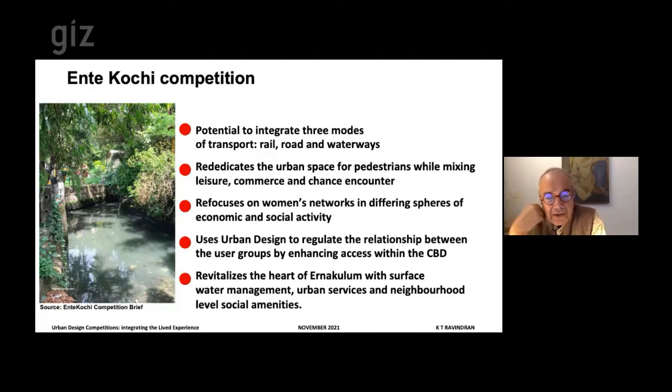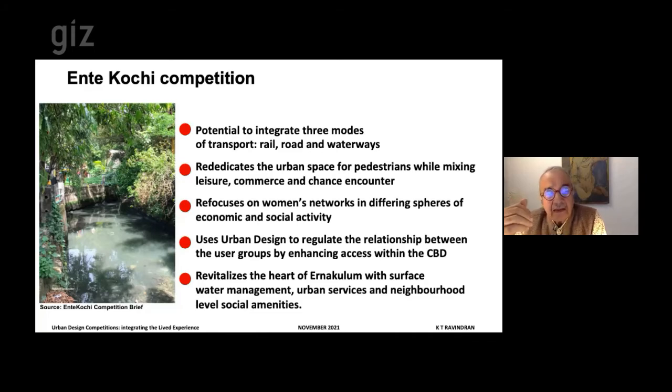Now, the competition uses urban design to regulate the relationship between the user groups by enhancing access within the CBD. Within the CBD itself, there are, metaphorically speaking, cul-de-sacs into which activities are just contained. Whereas the urban design scheme here in the EnteKochi competition tries to open them up and correlate them in such a way that it becomes one unified experience of the central business district.